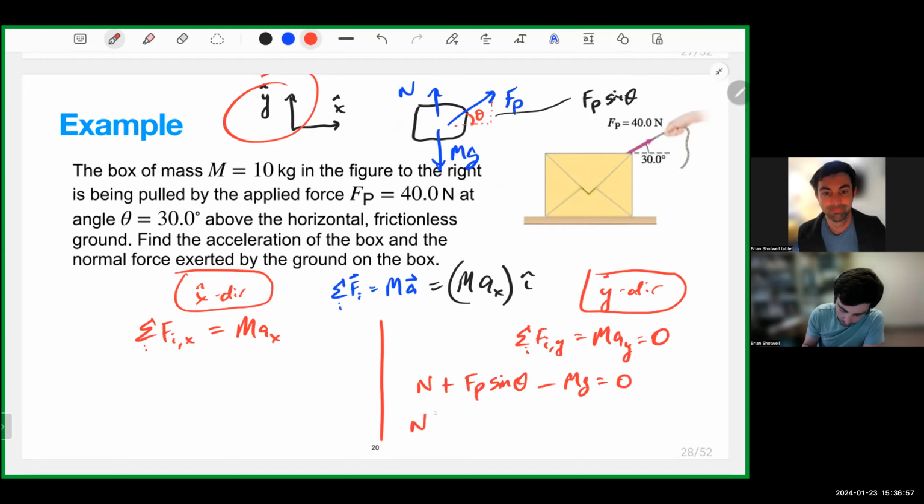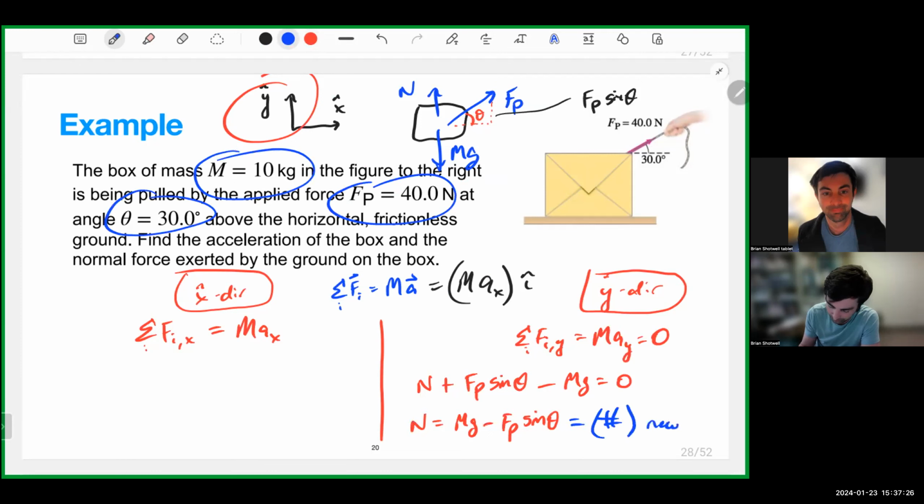So the normal force, which is one of the things we're asked to solve for, is equal to mg minus Fp sine theta. And we have all of the numbers right here, right? We have m, mass g is 9.8 meters per second squared, Fp is this, and theta is 30 degrees. So we have enough to solve for the number right here. So some number of newtons. Right, as long as everything is in SI units, you'll get your number in newtons.